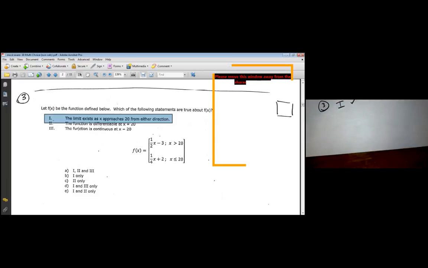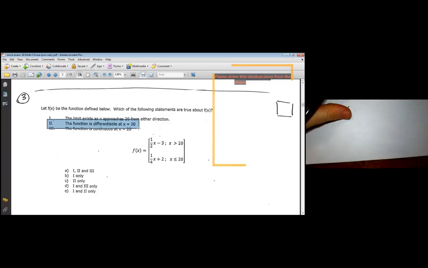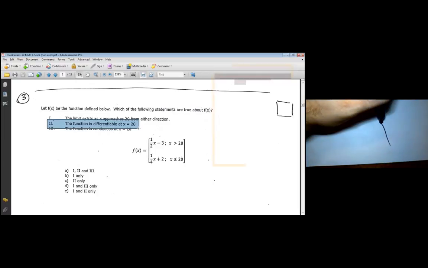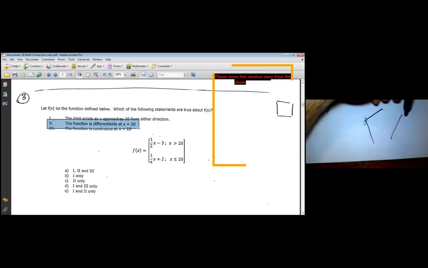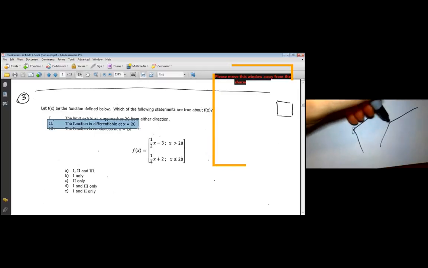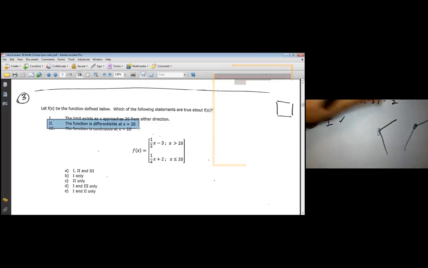All right, how about 2? Function's differentiable at x equals 20. All right, here's the trick to this question. Both of these graphs are linear. If you have 2 linear functions that slam together, I don't know exactly what these look like. I'm just showing you, here's a line, here's a line. Anytime 2 linear functions slam together, that's considered a cusp, considered a sharp point, means it's not differentiable. So if it's two linear functions meeting at a point, regardless of how sharp the point might appear, that's considered a cusp. So that would be not differentiable. So number two, that one's no good.